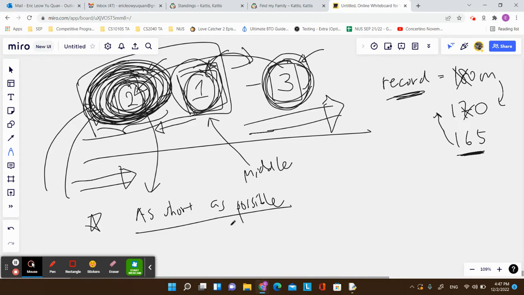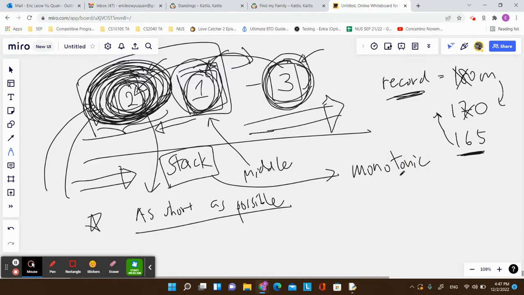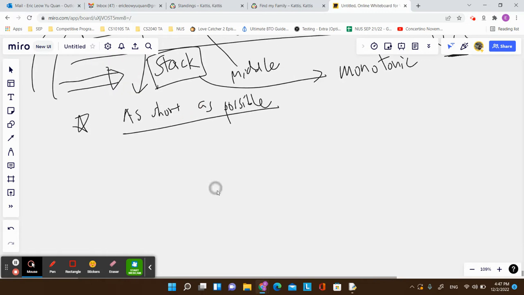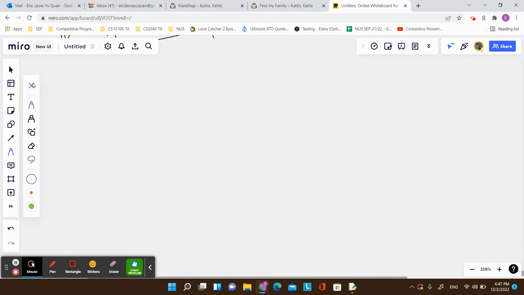A very handy data structure to use here is a stack. Why is a stack good? It's because a stack has the unique property of making something monotonic. In other words, every value in a stack is either strictly increasing or strictly decreasing. Let me show you how this algorithm works, and then you might better appreciate this concept.